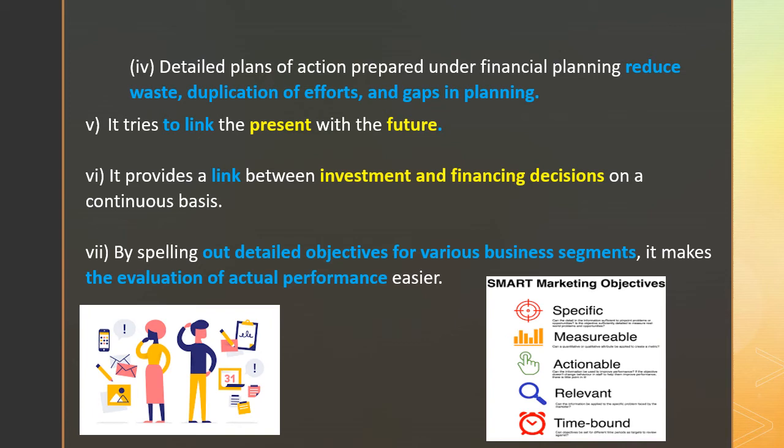Now see, link is a word which is common in the fifth point and in the sixth point. Link is nothing but bringing together the present and the future. So that is the reason I told you to only learn small terminologies. It's more than enough for you to paraphrase your answer or write your answer for a 4-marker.